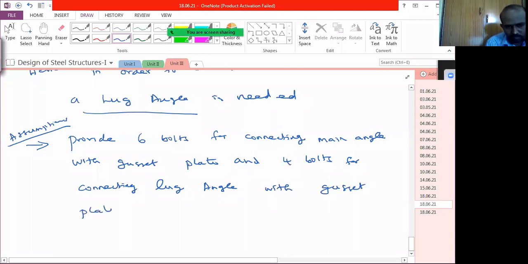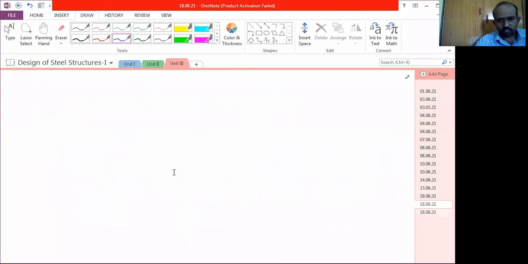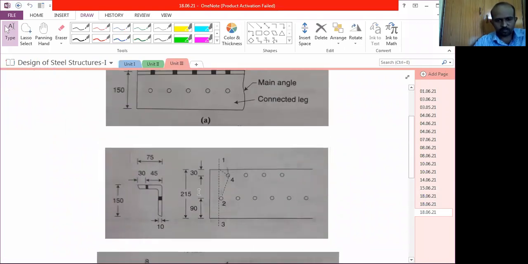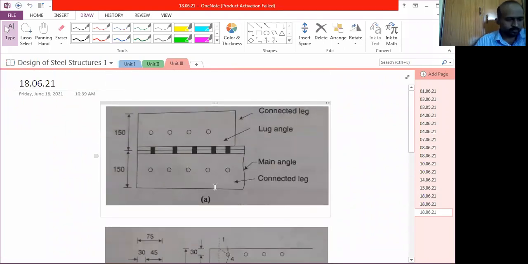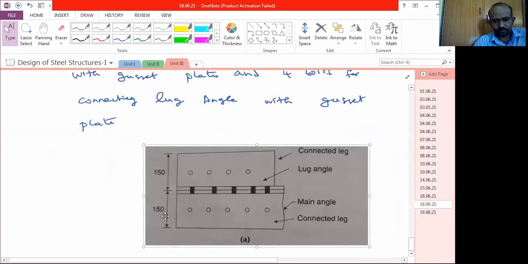So I am assuming something. What am I assuming here? Total 10 bolts need to be accommodated. I am assuming 6 bolts will be used for connecting the main angle with the gusset plate, and the remaining 4 bolts are used for connecting the leg angle with the gusset plate. I have one diagram for illustration. I will show this diagram here, then you will understand better.